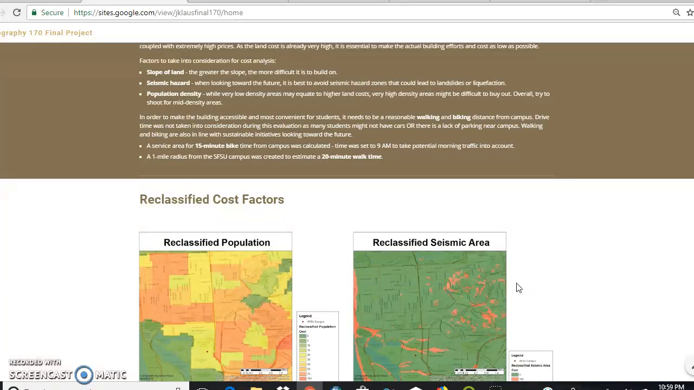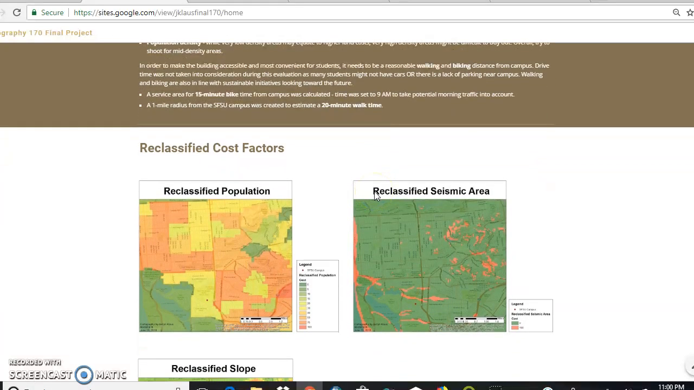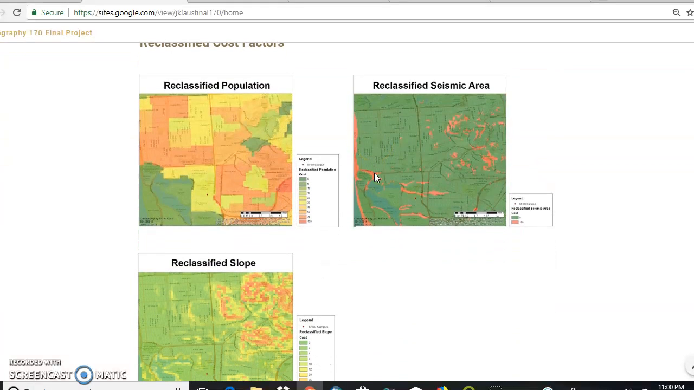Once I made my reclassified areas and showed the lowest cost areas based on these factors, it'll be easiest to build on. I wanted to make the area accessible to students. So, can students bike there within 15 minutes and can they walk there within 20 minutes? I did some network analysis and said, if a student left their house at 9 a.m., probably a traffic time, could they get to campus within 15 minutes? And then I created a simple radius around campus that went for a mile to estimate what a 20-minute walk would look like.